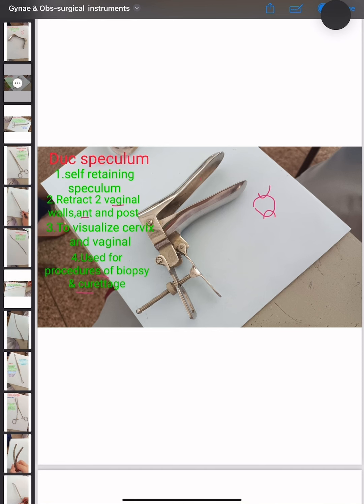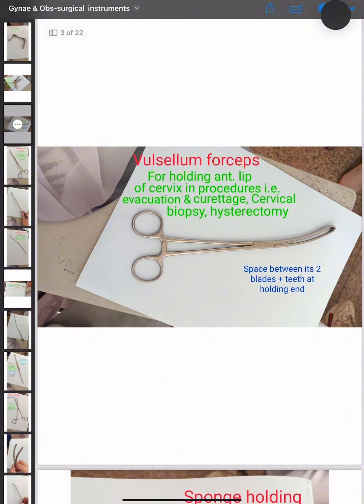This same speculum is inserted here, and it is pressed here, and it is opened, and the vaginal walls are retracted. So this is used to visualize the cervix and vagina, and it is used for procedures of biopsy and curettage. Whenever biopsy is required, the duck speculum is inserted in the vagina, and the biopsy is taken or curettage is done.